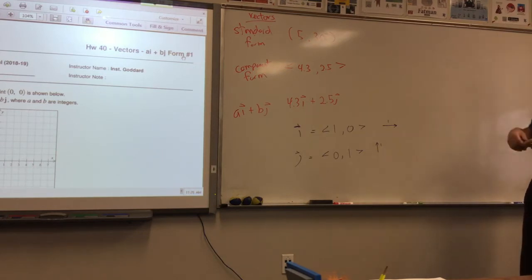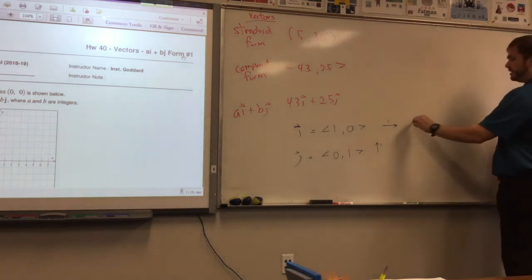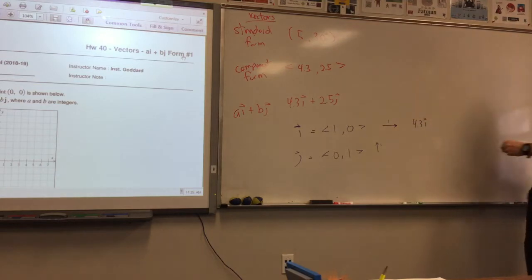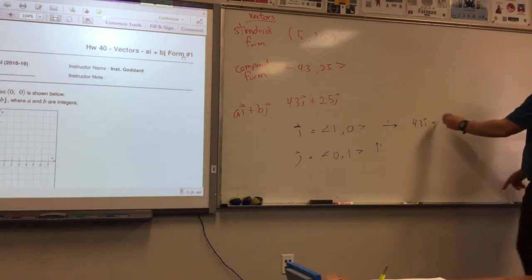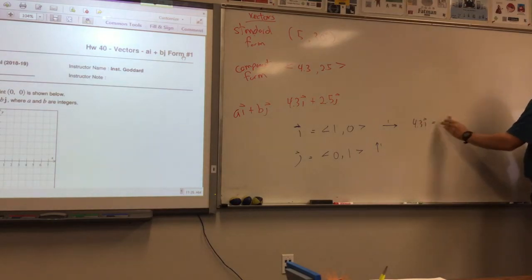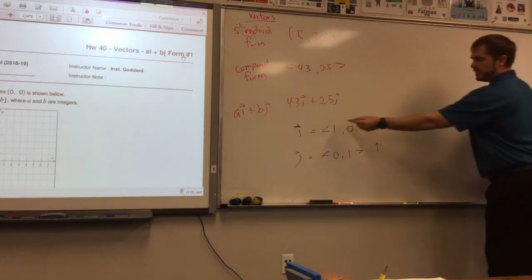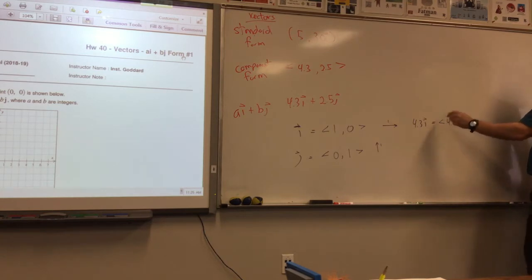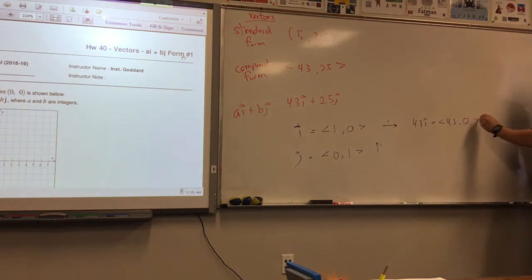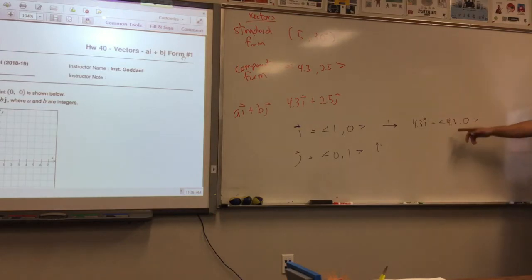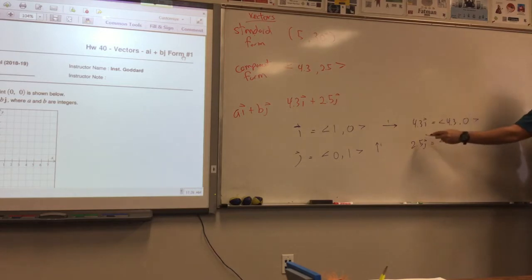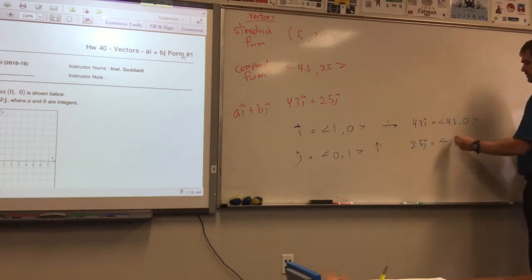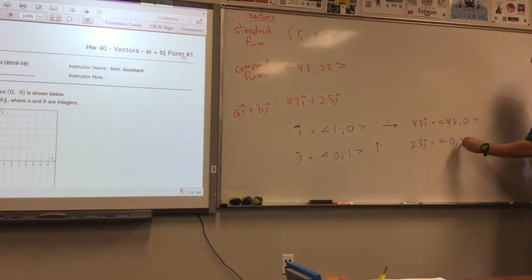Alright. So, if I have 4.3 times vector i, what that really means is, if you remember yesterday, when we had a multiplier in front, it's 4.3 times the 1, so 4.3, and 4.3 times the 0. So 4.3i means 4.3 in the x component, 0 in the y component. 2.5j means 2.5 times 0, 2.5 times 1, so we end up with 2.5.